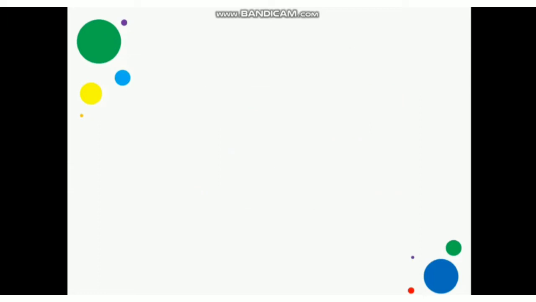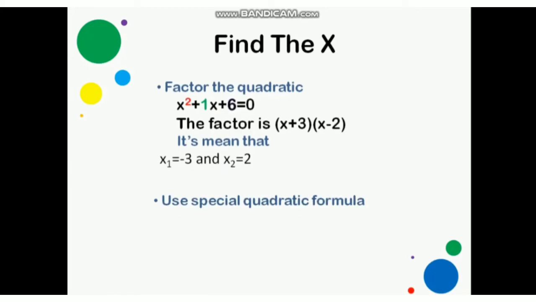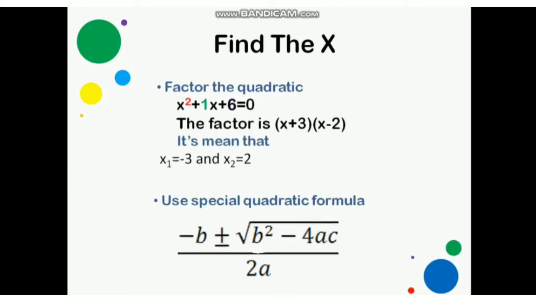Find the x. Factor the quadratic. x squared plus 1x plus 6 equal to 0. The factor is x plus 3 times x minus 2. It means that x is minus 3 and x is 2. Use the quadratic formula: minus b plus minus root of b squared minus 4ac, all over 2a.